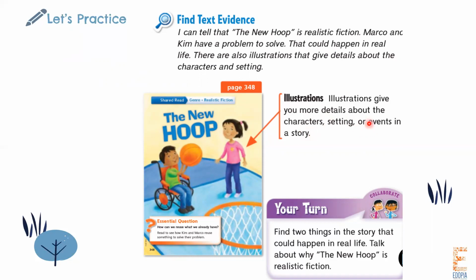Now, what are the events that are taking place in the story? Let's read over here. It says that Marco and Kim have a problem to solve that could happen in real life. So in this story that we are going to read, they're probably going to come across a problem which they have to solve. So that is an event that could happen for real.